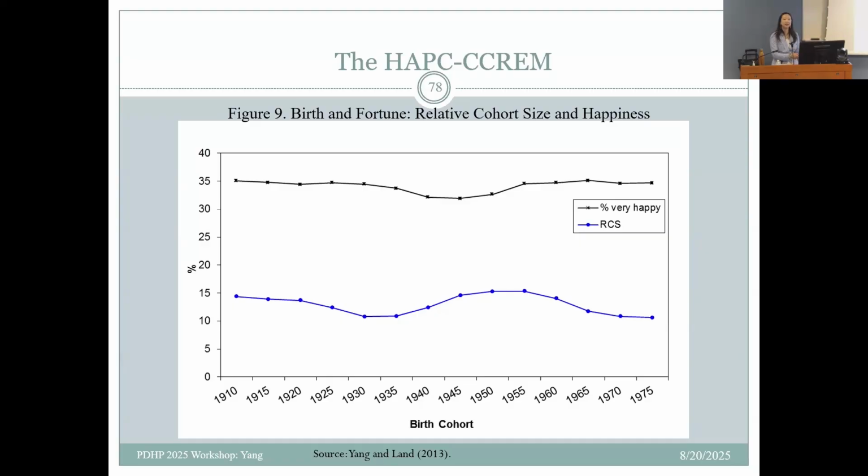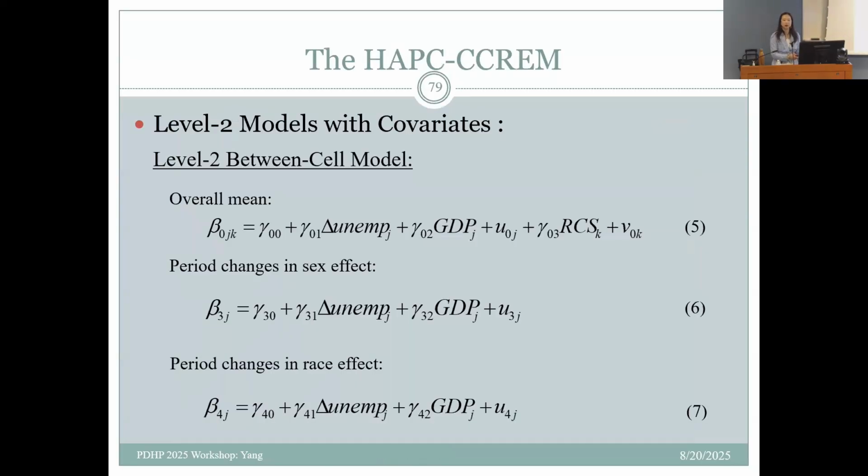In order to test these hypotheses of level 2 covariates that may contribute to the period and cohort trends, we add these variables to the overall mean model, as well as the period changes in the sex effect and the race effect with the macroeconomic variable. RCS here indicates relative cohort size, sorry for the abbreviation, to explain the overall cohort trend.